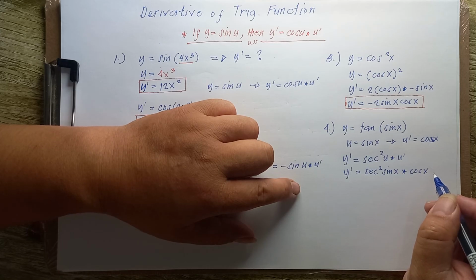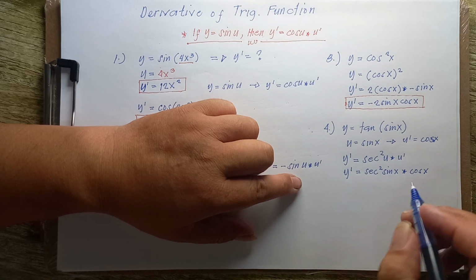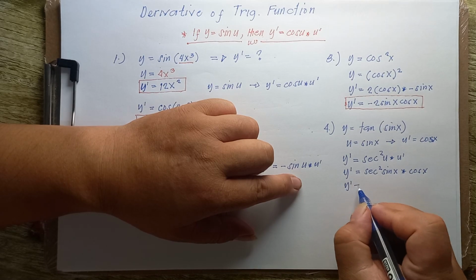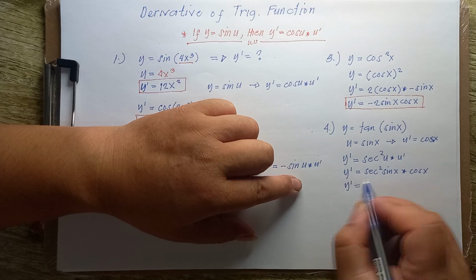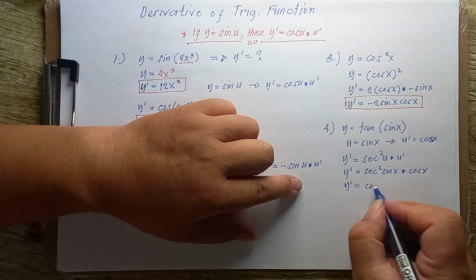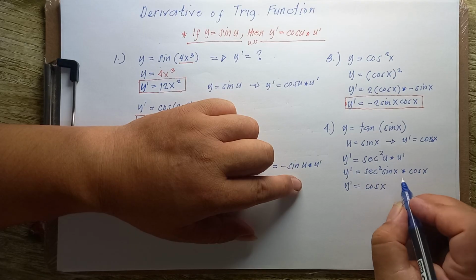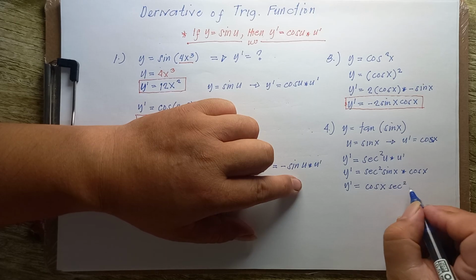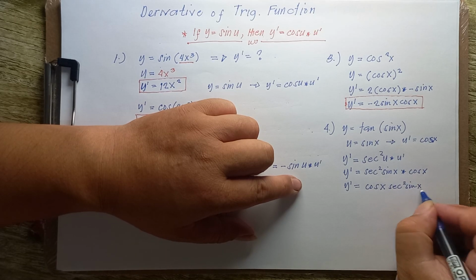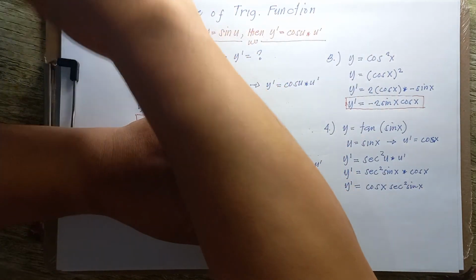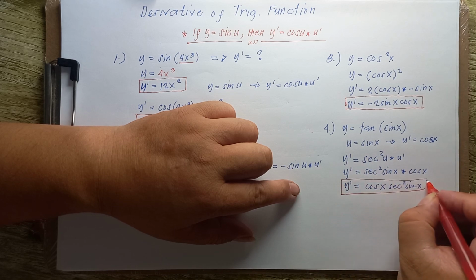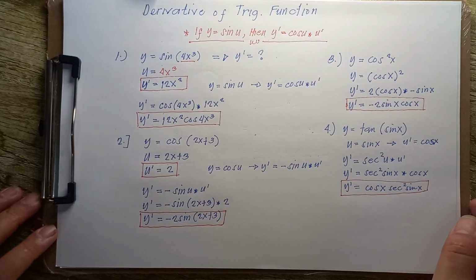Now, you will notice when we are going to multiply that one, the result now would be y prime is equal to, put it in front, cosine x secant squared sine x. So that is the result, or that is the derivative.